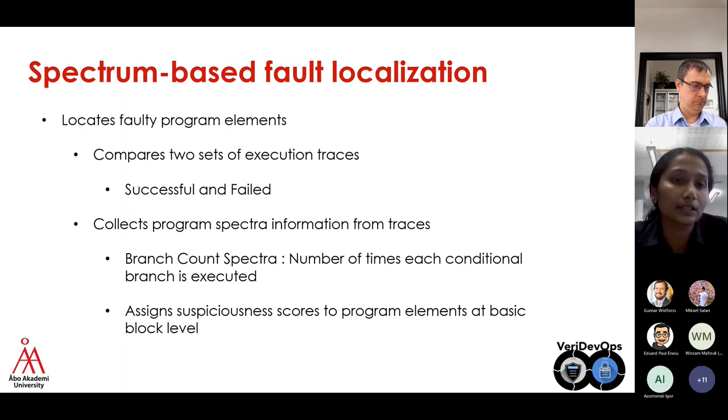For the fault localization approach, we use the output of the metamorphic testing phase to locate the faulty program elements. For this, we use two sets of execution traces, one of successful tests and one of failed tests, and we collect the program spectra information from these execution traces. In this approach, we use branch count spectra to measure the number of times each conditional branch is executed. This information is used to calculate a suspiciousness score for program elements at branch level.